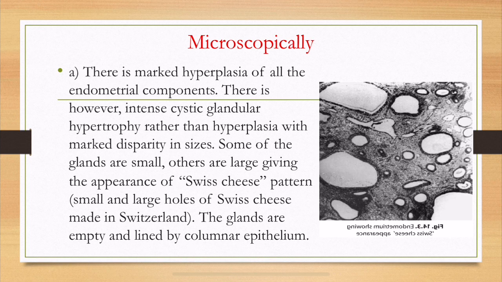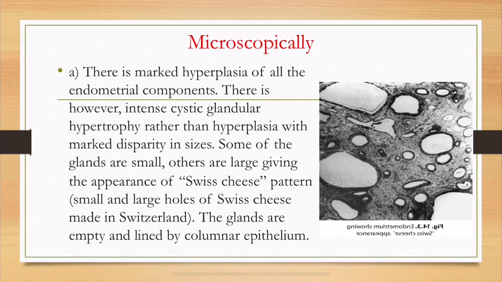There is hypertrophy with a marked disparity in sizes. You can see there are differences in the sizes. Some of the glands are going to be small and the others are going to be large, giving the appearance of a Swiss cheese pattern. The cheese found in Switzerland is popularly known as Swiss cheese, which contains small and large holes. So this pattern is given the nickname Swiss cheese pattern.